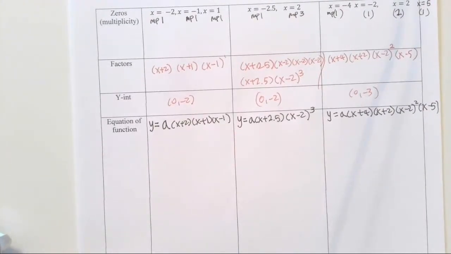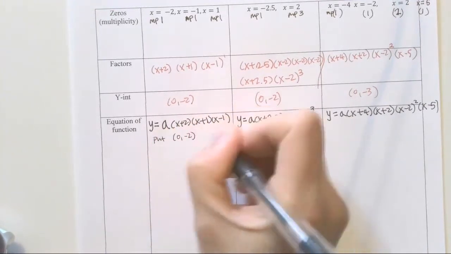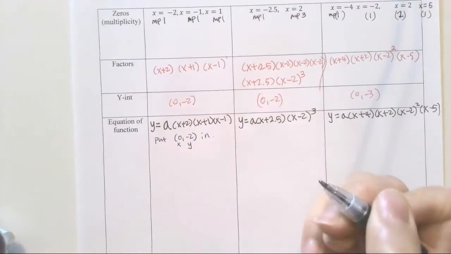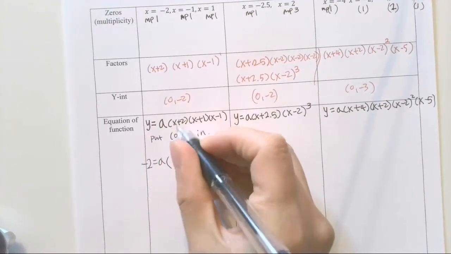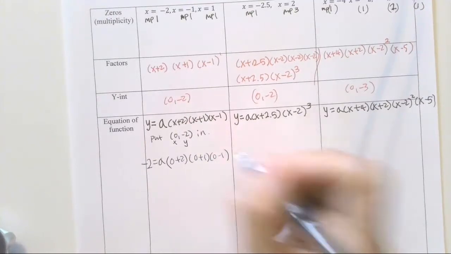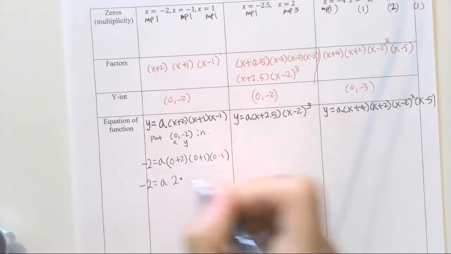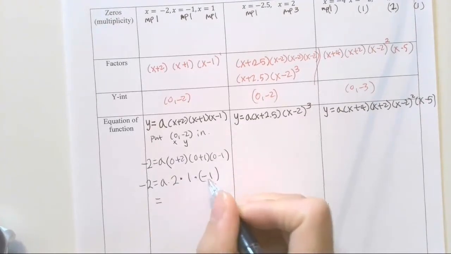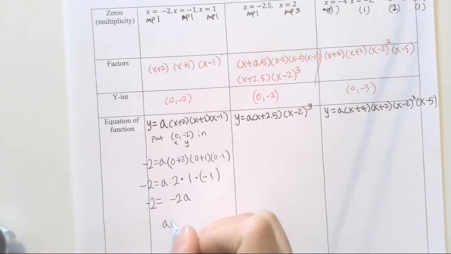All right, now what? After you put that a in, you're going to put (0, -2) in. So 0 is going to go in your x, -2 is going to go in your y, right? So -2 goes in the y, equal to a times, 0 goes in all your x's: (0 + 2), (0 + 1), (0 - 1), and you're going to simplify, okay? So -2 is equal to a times 2 times 1 times -1. All right, looks messy. 2 times 1 times -1 is -2. So -2 equals -2a, divided by -2, a is equal to 1.